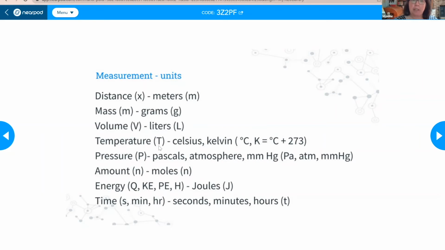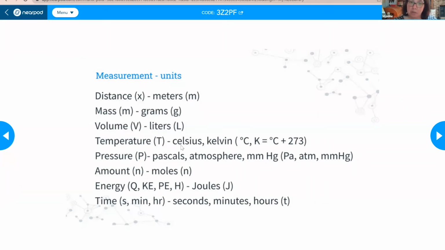Temperature is always capital T in a formula, and the two units we're going to use in chemistry are Celsius, but more often we'll use Kelvin. Kelvin is good because it doesn't have any negative numbers. There's no negative Kelvin number, so that makes it easier to do proportions, which we'll need for gas laws.